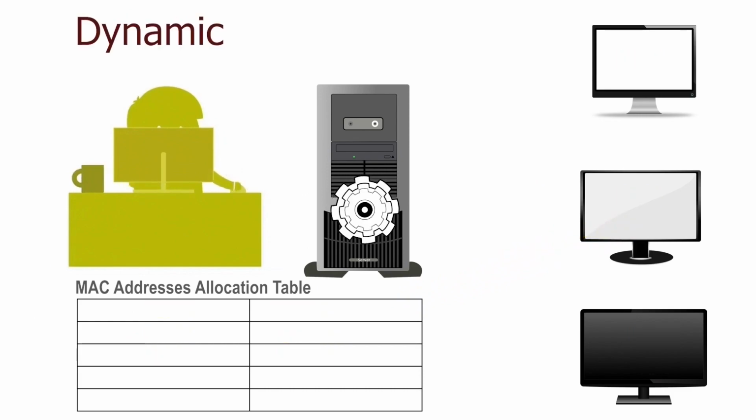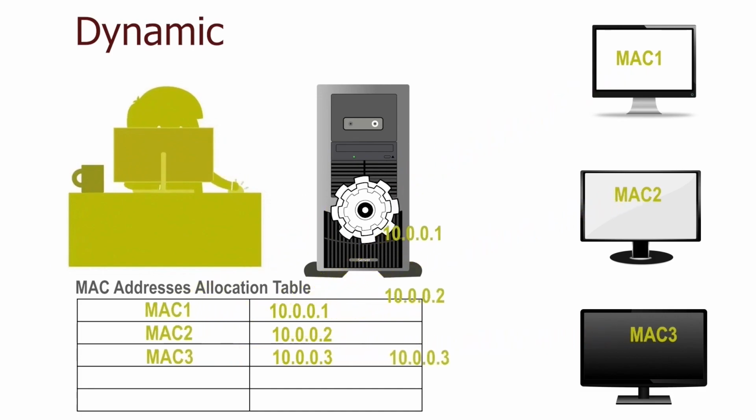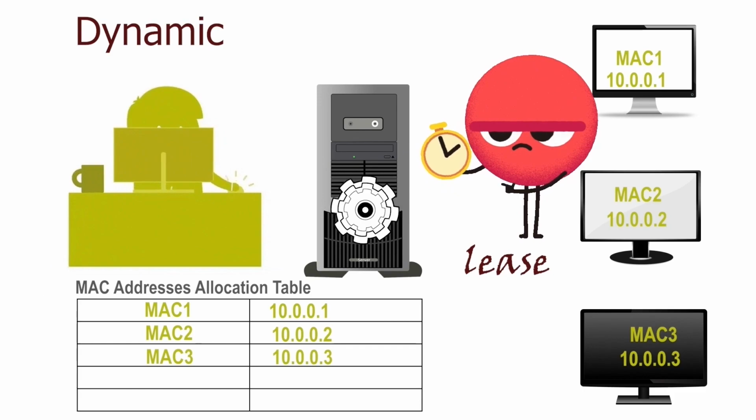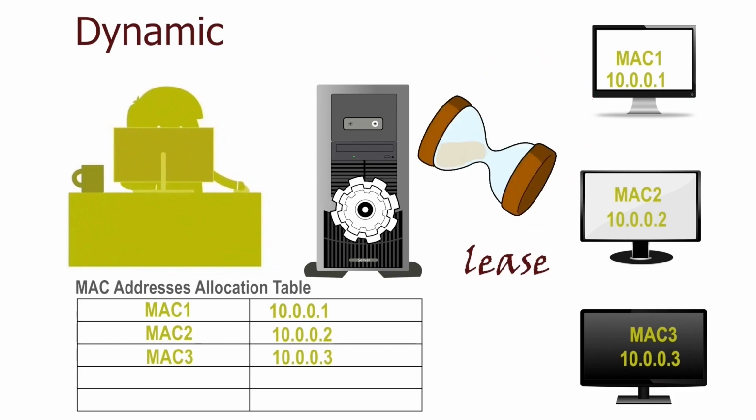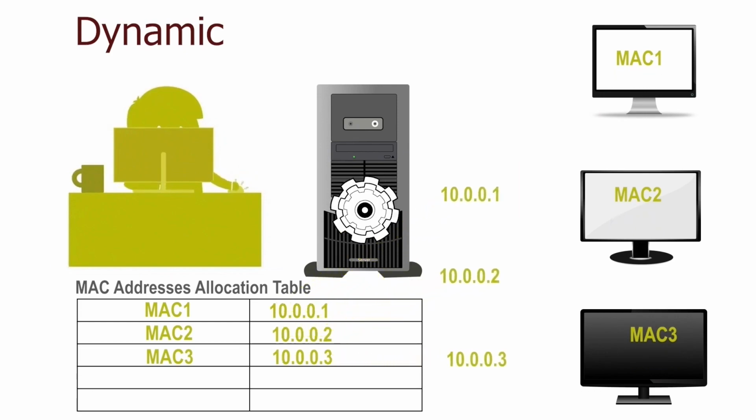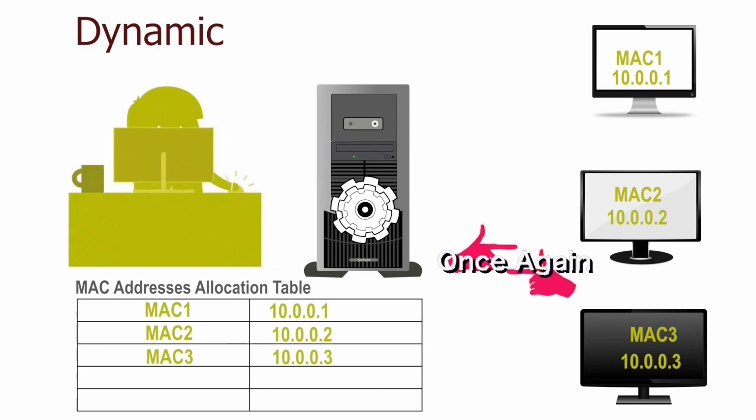In the dynamic allocation method, the administrator configures a range of IP addresses on the DHCP server. The DHCP server assigns an IP configuration from the configured range to each client that requests an IP configuration. In this method, DHCP offers the IP configuration only for a specific time, known as the lease. The IP configuration remains valid until the lease duration is over. Once the lease duration is over, the client is required to obtain a new IP configuration from the server again.